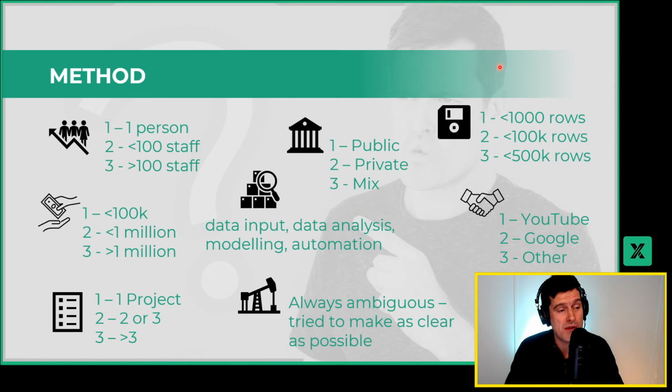So I came up with this framework for analysis. Organization size, for example: 1 represents 1 person, 2 less than 100 staff, 3 more than 100 staff. Turnover here, the number of projects I've done with them, public or private sector, then over here the data set size, less than 1,000 rows. So I came up with these in order to categorize and analyze these organizations.